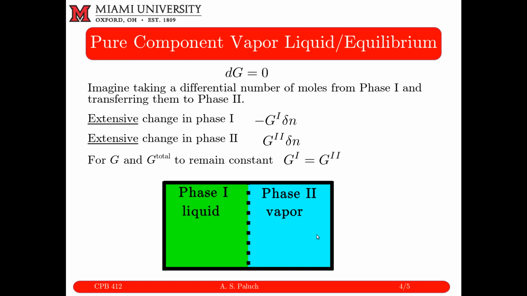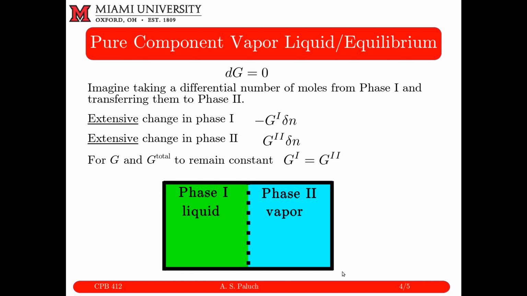If I look at phase 2 and I were to take samples throughout phase 2, the properties are going to be exactly the same for those samples. Phase 2 is homogeneous. It's open. I have this dotted line here, and moles can leave phase 2 and go to phase 1, and moles can leave phase 1 and go to phase 2. What makes this composite system unique is that the total system is closed.